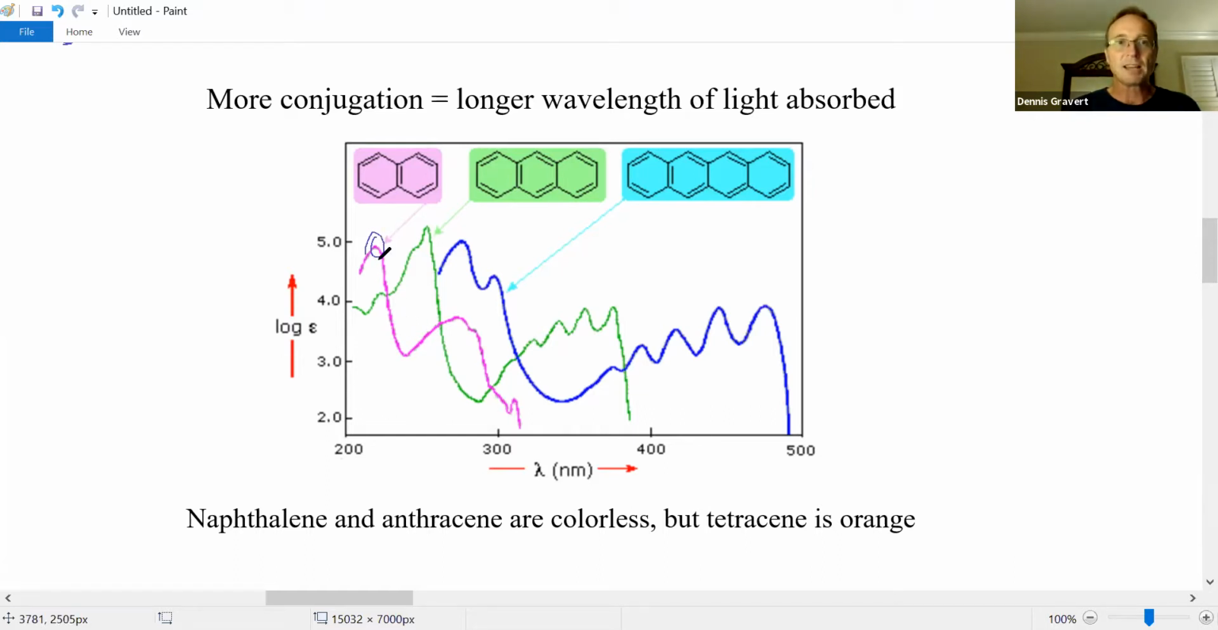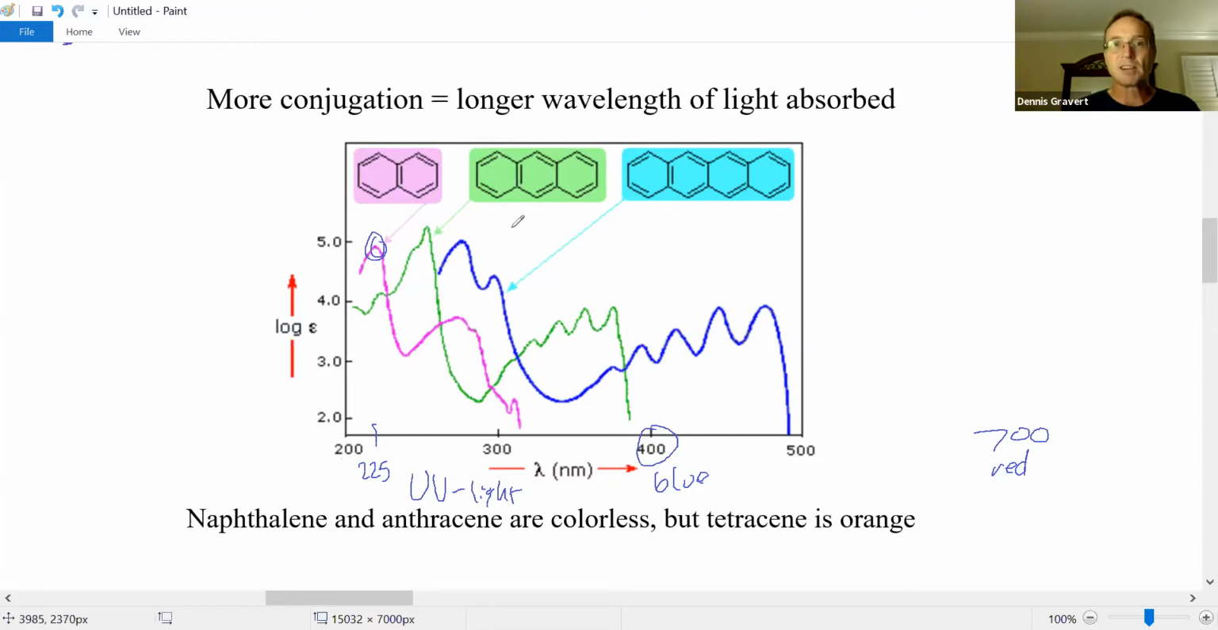It's absorbing light primarily around, what is that, 225. Visible light starts around 400 and goes to 700. This is where red, this is where blue is. So we're in the ultraviolet light, so we can't see this. So to us, naphthalene doesn't have any color.